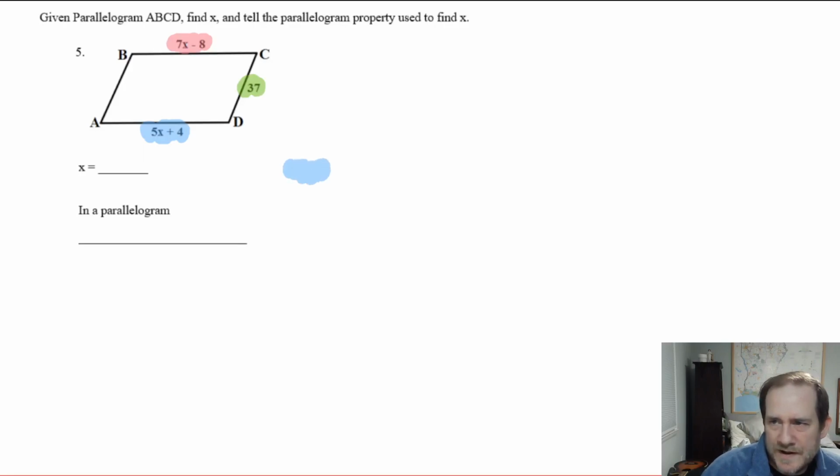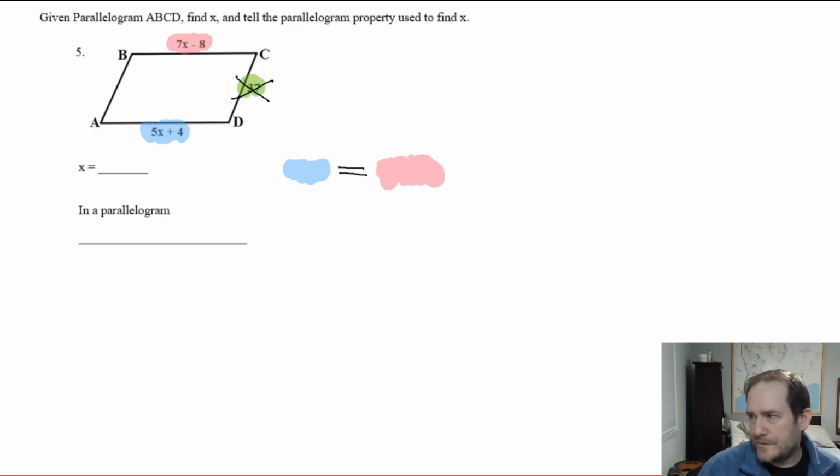I think we know by now for sure that the opposite sides of a parallelogram, they're going to be congruent. So this is another problem where we actually can just ignore the 37 that they gave us. We want to stay focused on the opposite sides, which are the blue and the pink. So, okay, grab those expressions, set them equal. So in blue we've got 5x plus 4. And in pink we've got 7x minus 8.